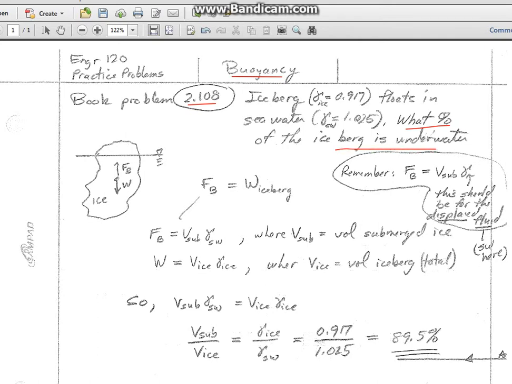Buoyancy problems are important whenever we have an object that's either partially or totally submerged in the water. In this case, we're partially submerged, mostly submerged. The tip of the iceberg is up top.